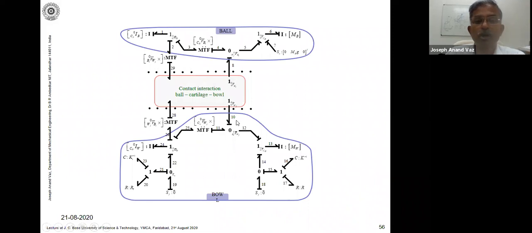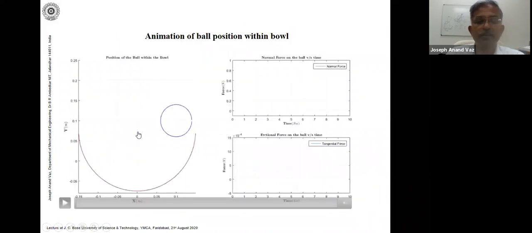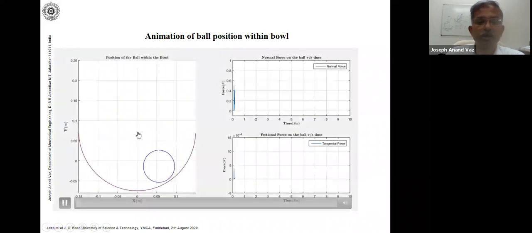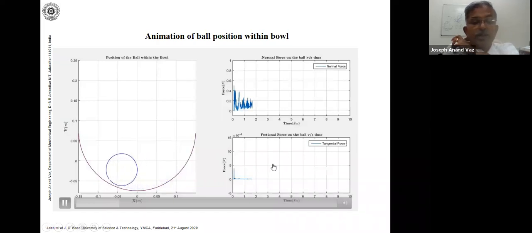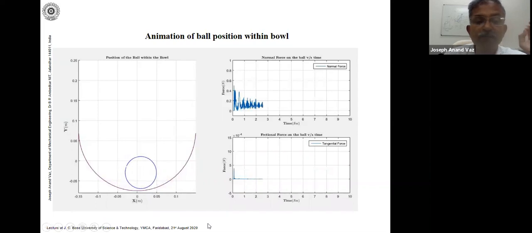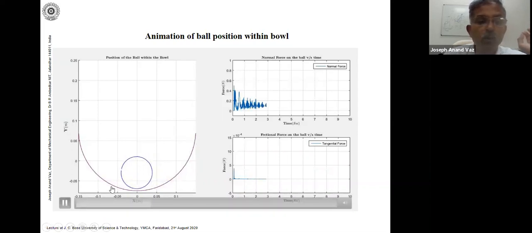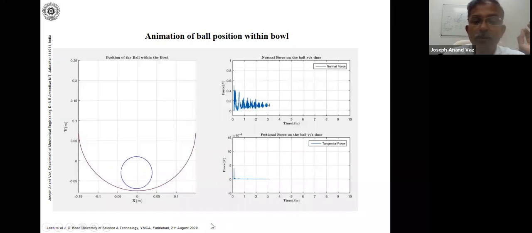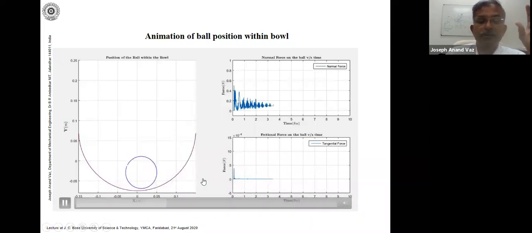When you model this using bond graph, I'll just show you the animation. Here you have this ball which is falling into a bowl and then following the trajectory, and you can see the normal and the frictional, tangential forces that are encountered. Now this particular ball is just obtained from a point cloud. We are not using the equation of the circle, but we are just using the information of a point cloud. And the geometry of this bowl also is in the form of a point cloud.